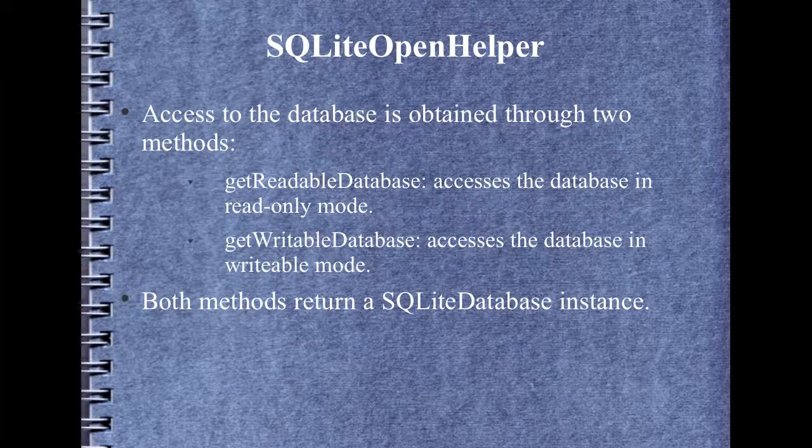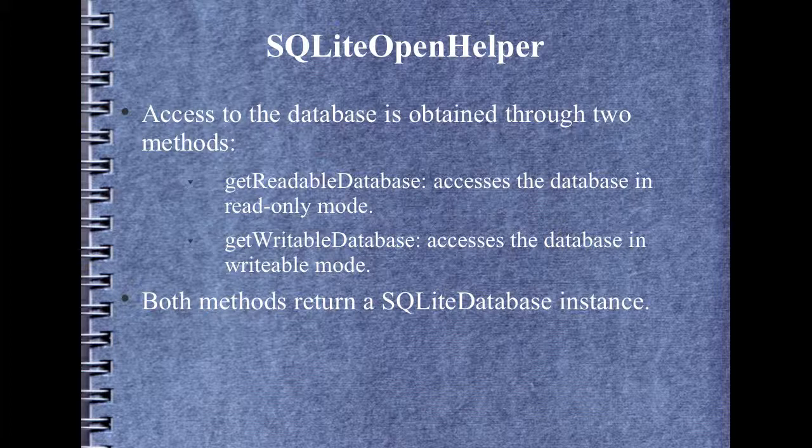We obtain access to the database through two methods of the SQLiteOpenHelper subclass. One is called getReadableDatabase and one getWritableDatabase. Now, getReadableDatabase will only give us a read-only copy of the database. In other words, if all we're going to be doing is SQL selects, getReadable is fine. But if we're going to do updates, inserts, deletes, and so forth, we need a writable database, and we would use getWritableDatabase. Now, writable mode includes readable mode.